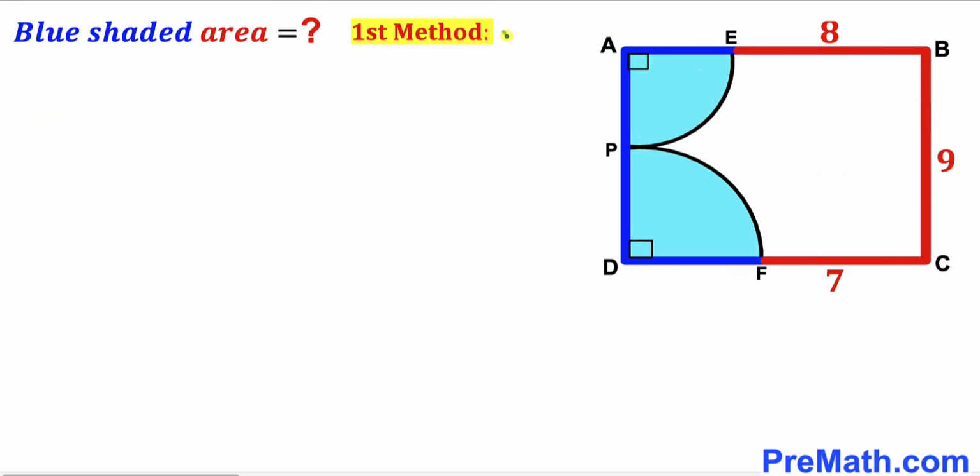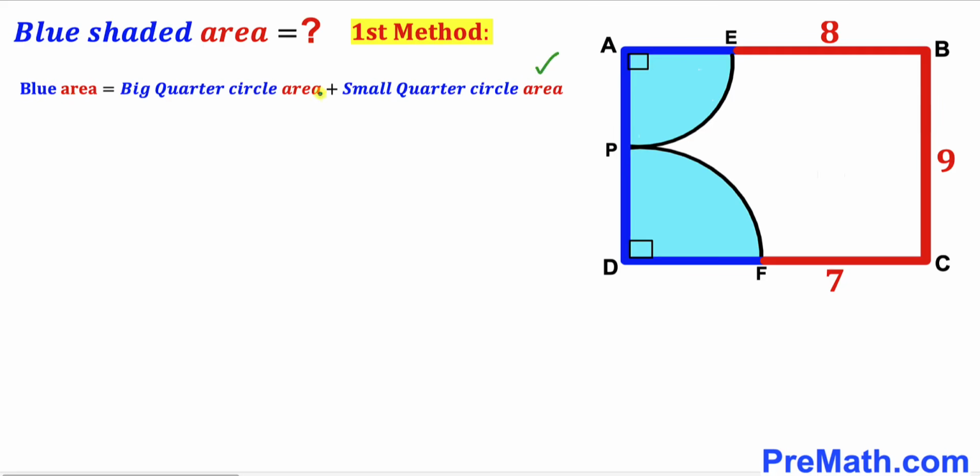And here's our very first method. Let's make an observation. We can see that this blue shaded area is going to be equal to the sum of these two quarter circle areas: this big quarter circle area plus the other smaller quarter circle area as well. So now our task is to calculate the area of this larger quarter circle and the area of this smaller quarter circle.